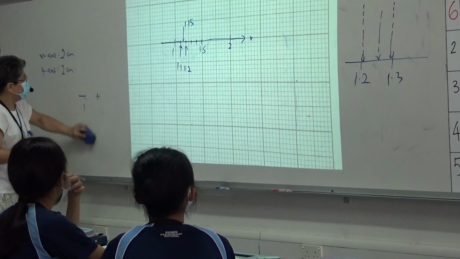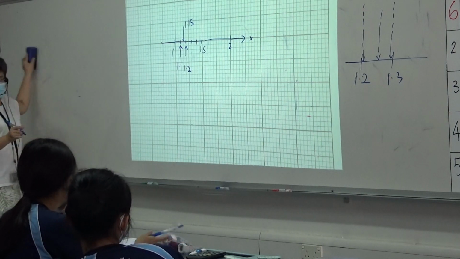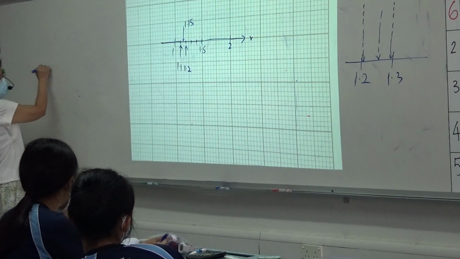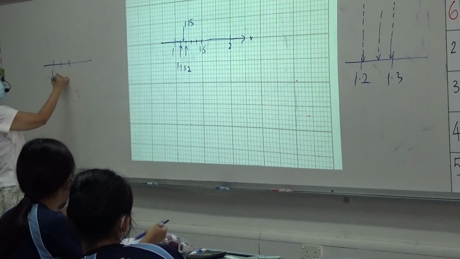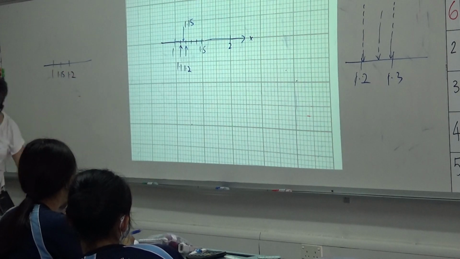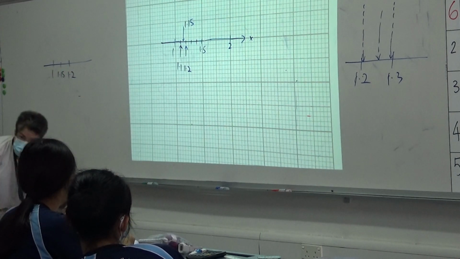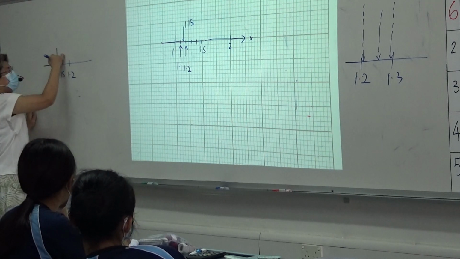Alright, this is the one that will have a problem, because this is not half the scale yet, right? This is one scale or one square. 1.15. Then 1.2, right? So, me, I don't know how to do it. What is in half here?